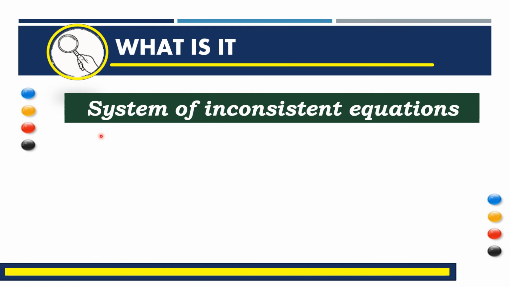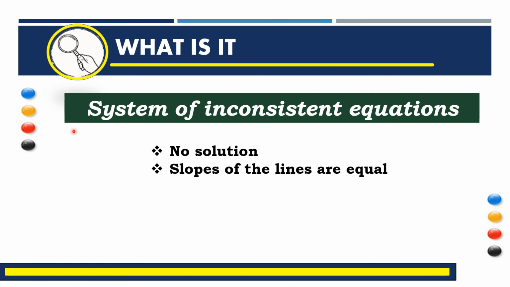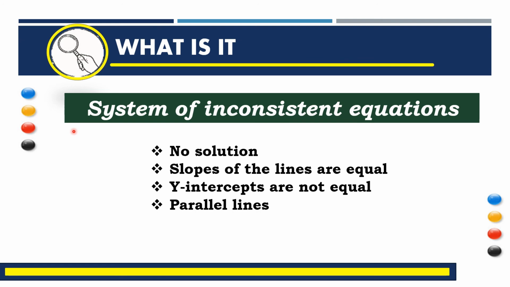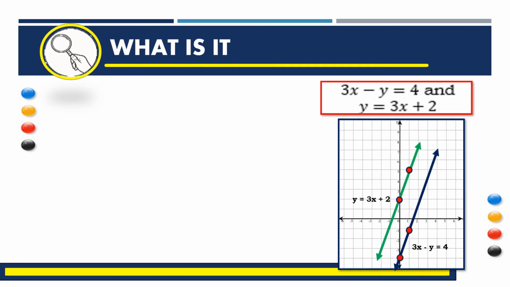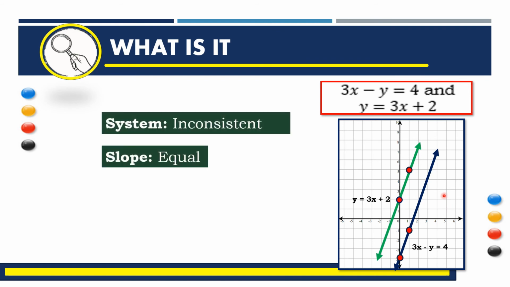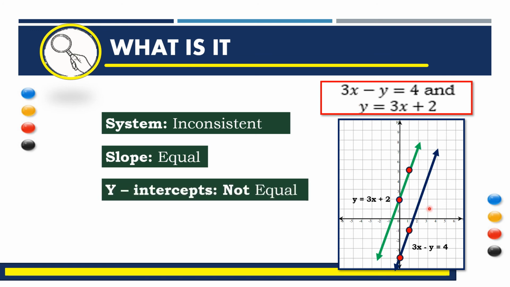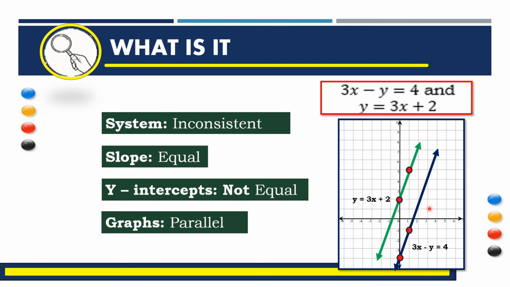The second kind of system of linear equations is system of inconsistent equations. In this system, it has no solution. The slopes of the lines defined by the equations are equal. Their y-intercepts are not equal, and their graphs are parallel. So let's look at this example. We have here the example 3x minus y is equal to 4 and y is equal to 3x plus 2. And this is the graph of the system. So the system is inconsistent. The slopes are equal, as you can see, but their y-intercepts are not equal. And the graphs of this system are parallel. So this is the second kind of system of linear equations in two variables.